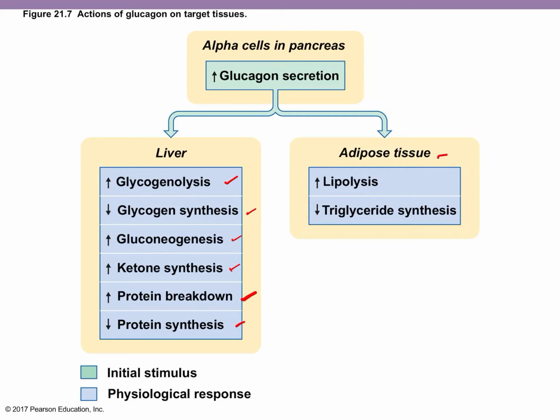In adipose, we're going to increase our lipolysis, right? Breaking down fat. We are going to inhibit the synthesis of fat, because we want those monomers, we want those fat molecules into the bloodstream for other cells to take up.